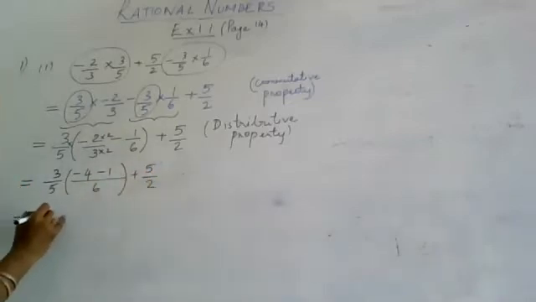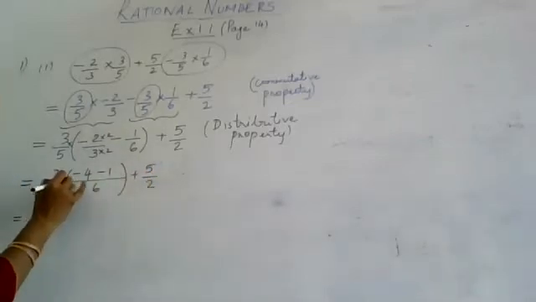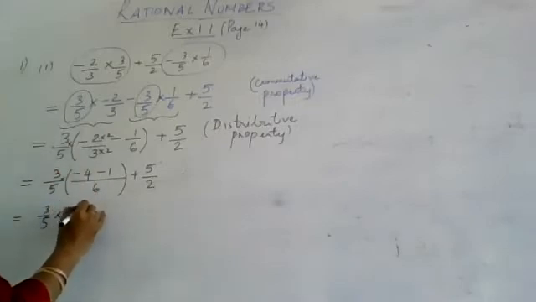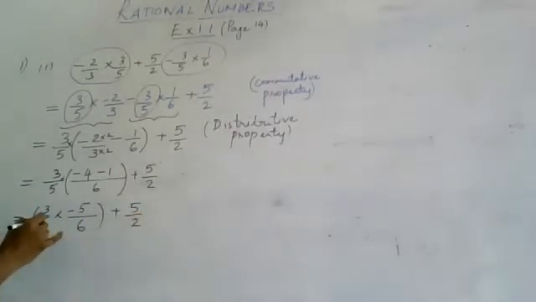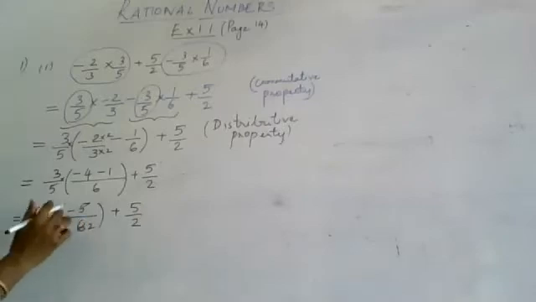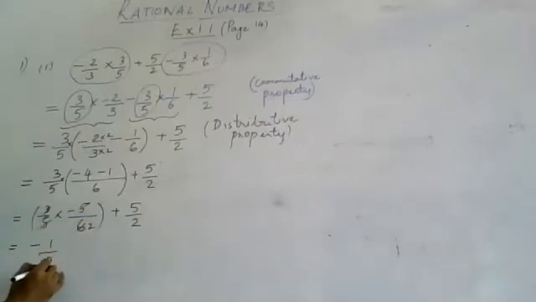Next, this will become 3 by 5 into negative 4 minus 1, negative 5 over 6, plus 5 by 2. So this will get cancelled. 3 and 6, again it is 2 times. So in the numerator, I have negative 1 by 2 plus 5 by 2.